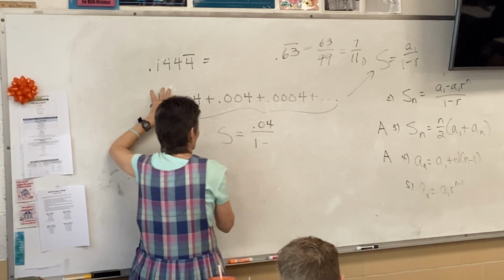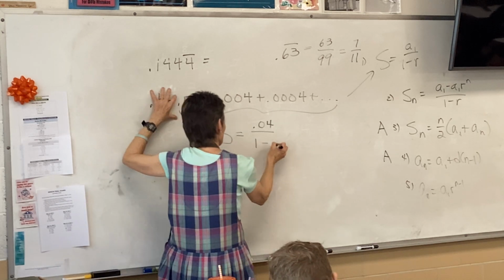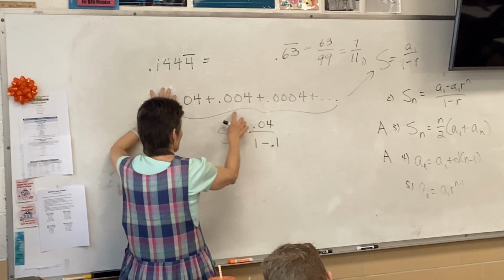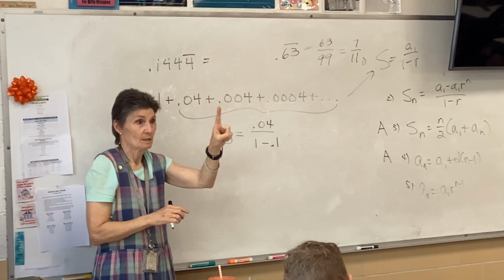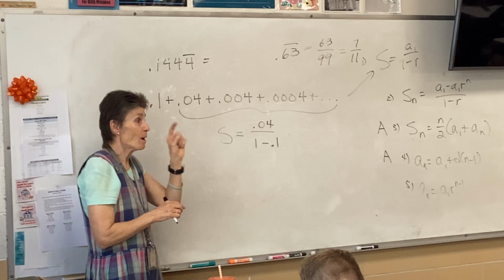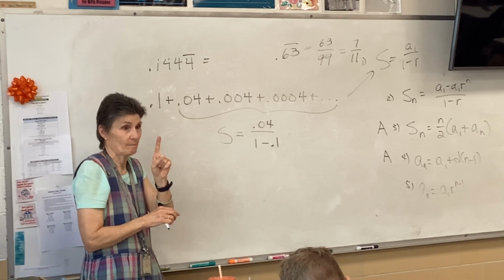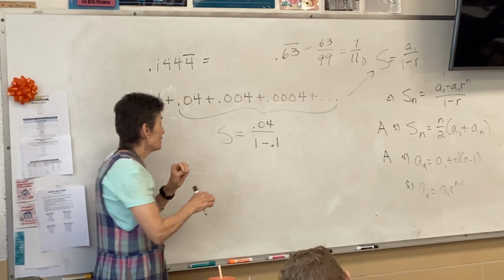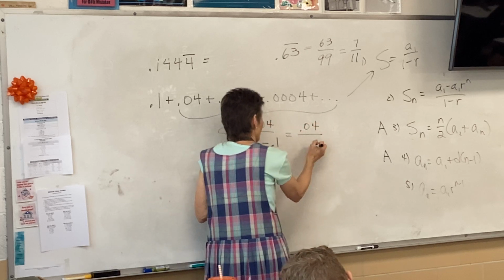What's my ratio? 0.1. Very, very good. How many places, going from term to term to term, are we moving the decimal? 1, that's 0.1. In general, if you have 1 repeating digit, your ratio will be 0.1. If you have 2 repeating, it's 0.01, and so on. So let's figure out what this is. This is 0.04 over 0.9.